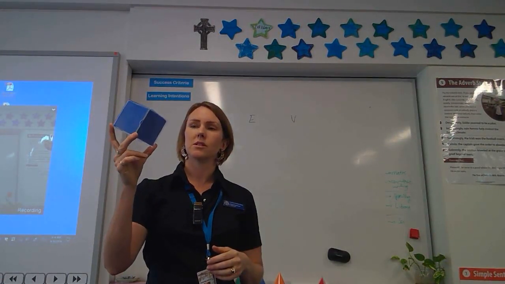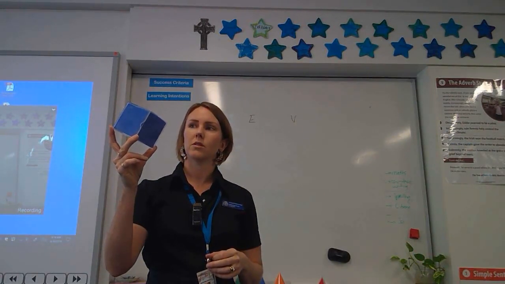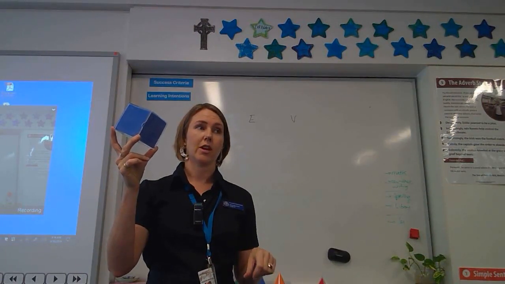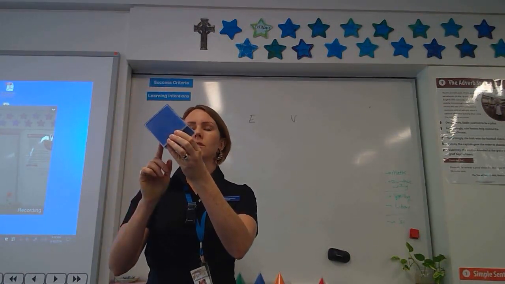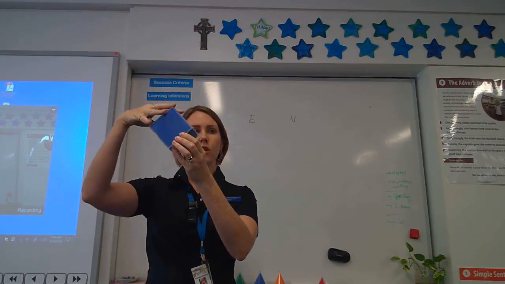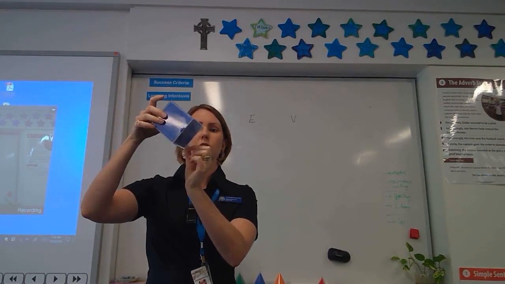I'll hold it really still for you, and this is where visualizing becomes really important. How many edges does this shape have? 12, good. So it's got 1, 2, 3, 4, and then 4 on top, and 1, 2, 3, 4 on the bottom.